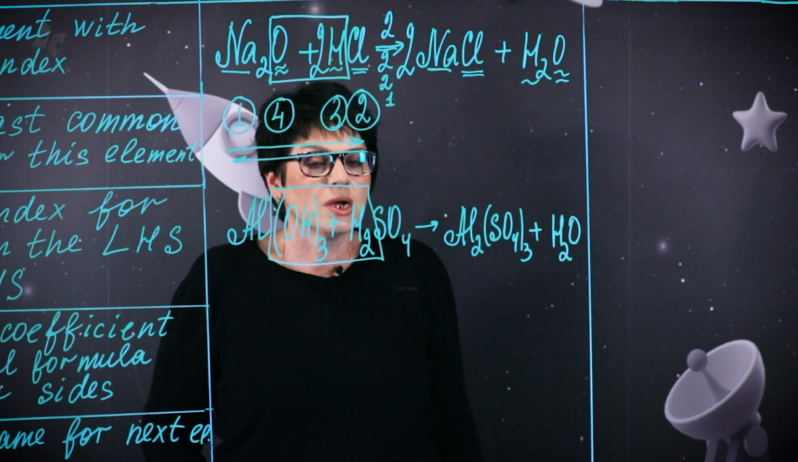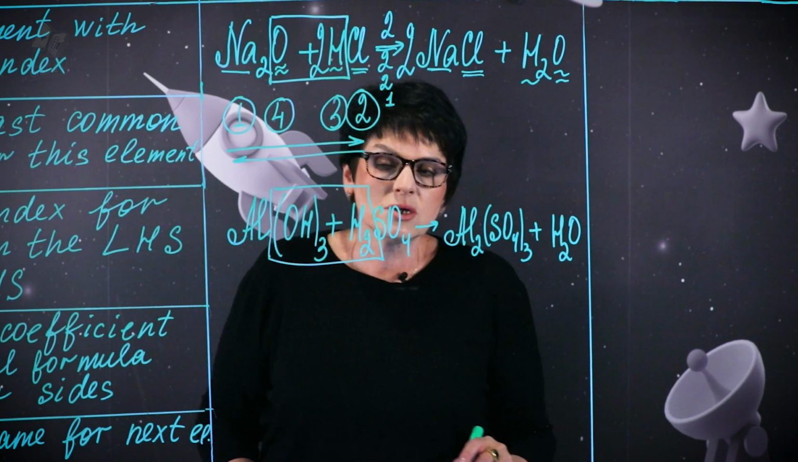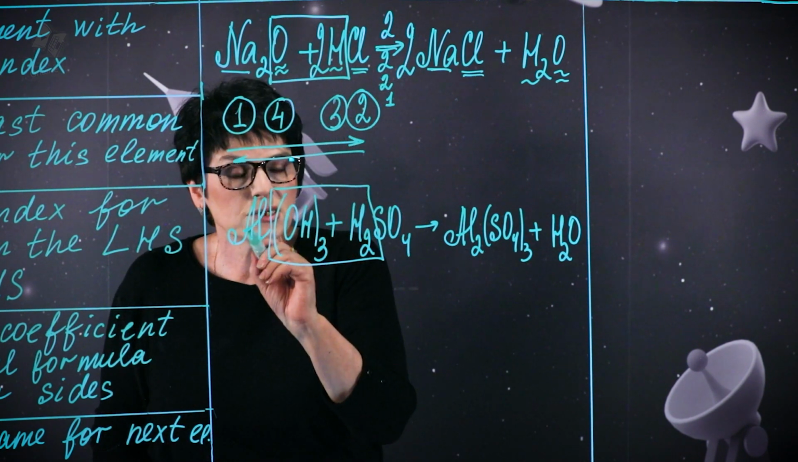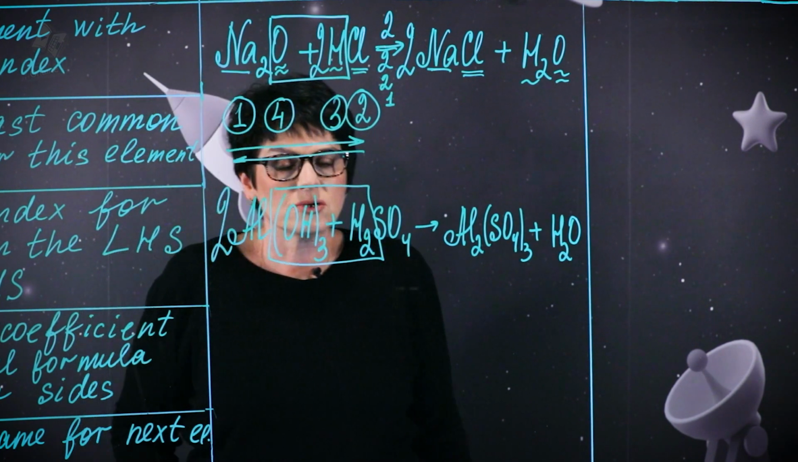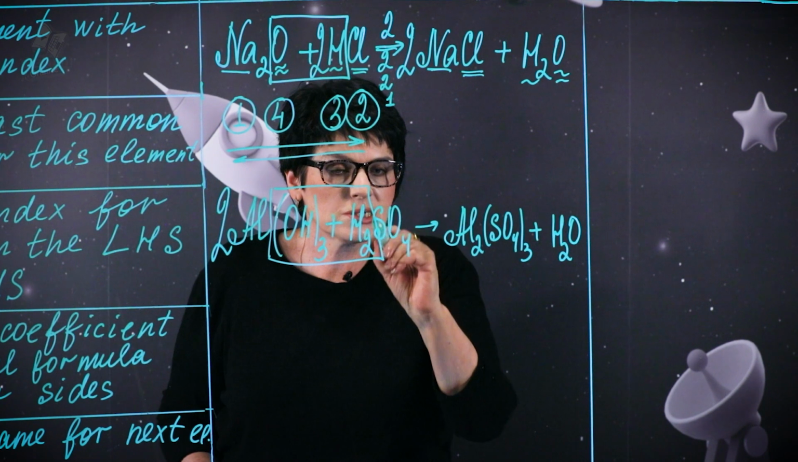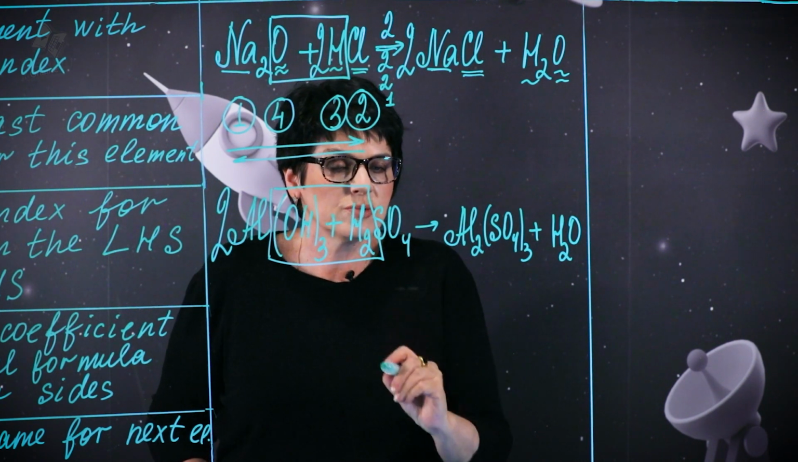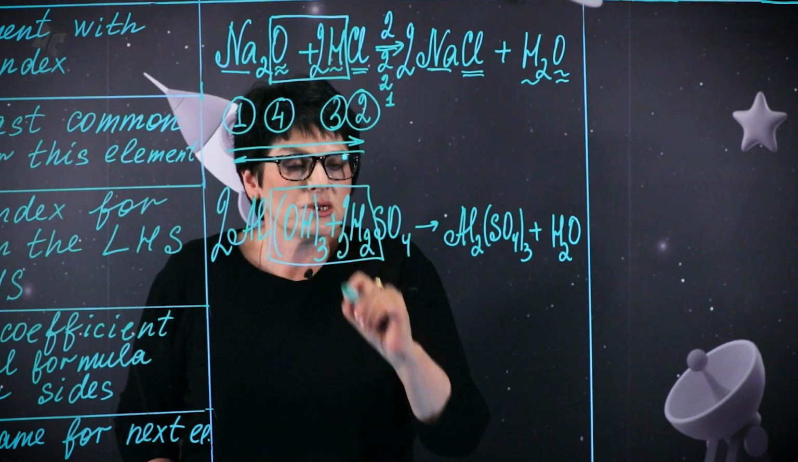All right, now let's start leveling the playing field. Now listen up. In this case, this tactic of leveling really helps. Aluminum on the left 1, aluminum on the right 2. Put a 2 in front of the aluminum hydroxide formula. Now we have 1 SO4 on the left and 3 on the right. Thus, we put a 3 in front of H2SO4.